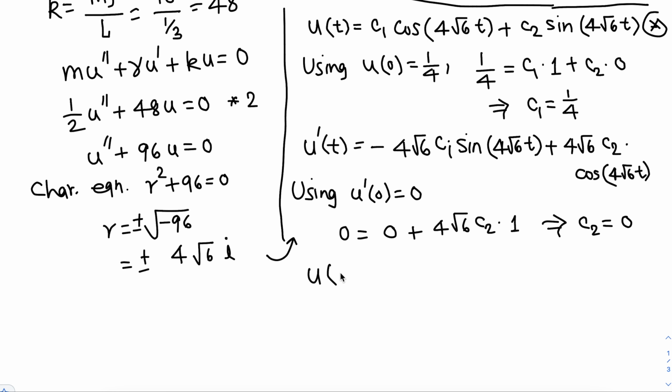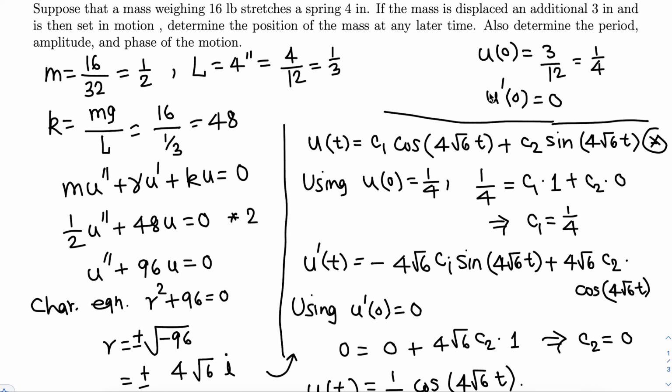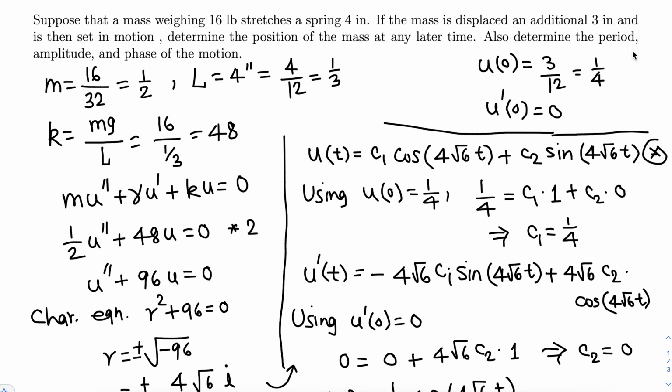Thus the displacement at any time t is given by C1, which is 1/4, cosine 4√6t, plus C2, that happens to be 0, so this is it. And the question asks more, determine the period.